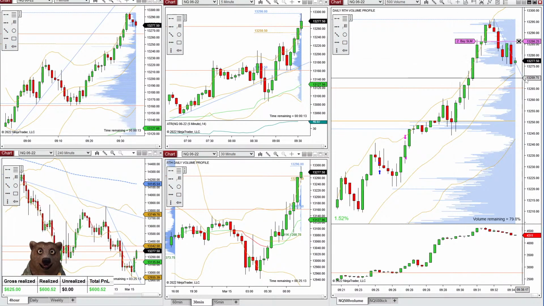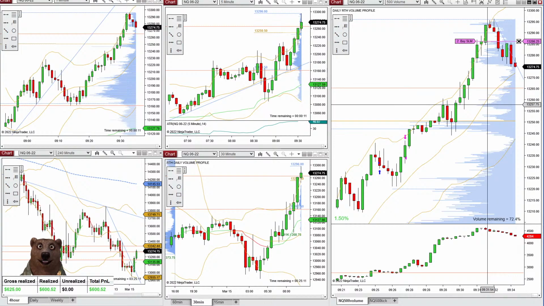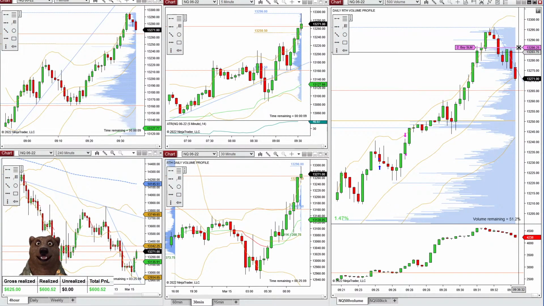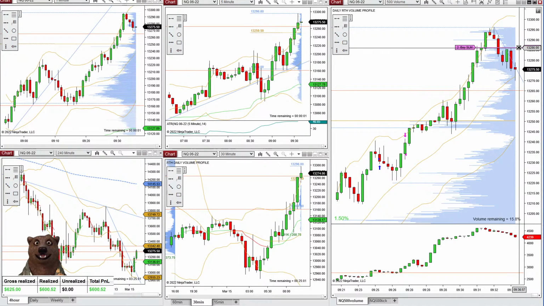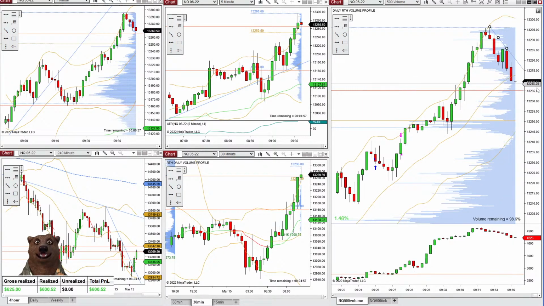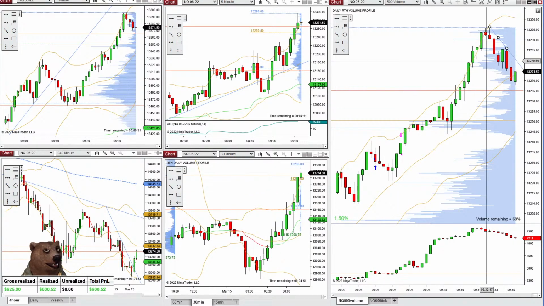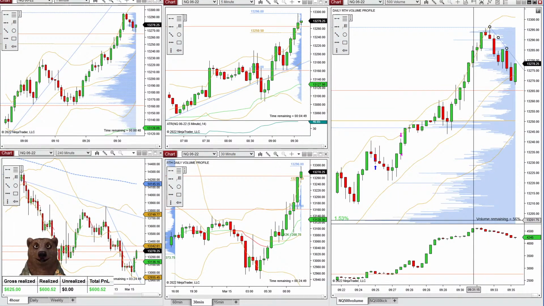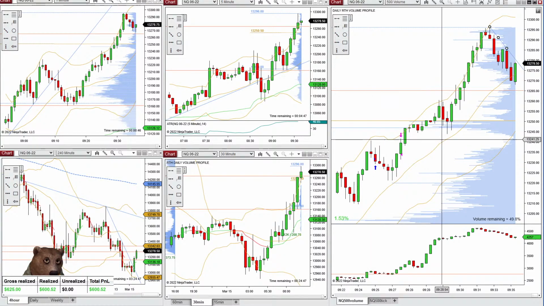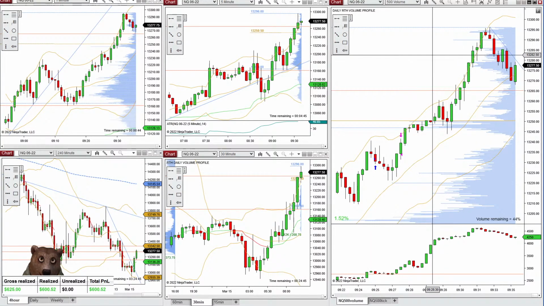Very nice ledge right here. You can see that form. We're breaking lower though. I don't know if I like this entry. So this red line that we're coming to now is the value area high from yesterday, remember? Which may be acting as support.